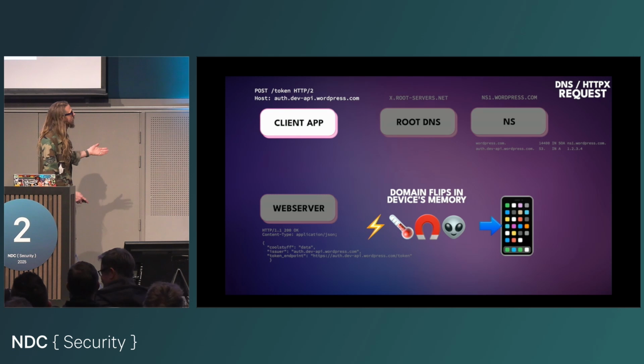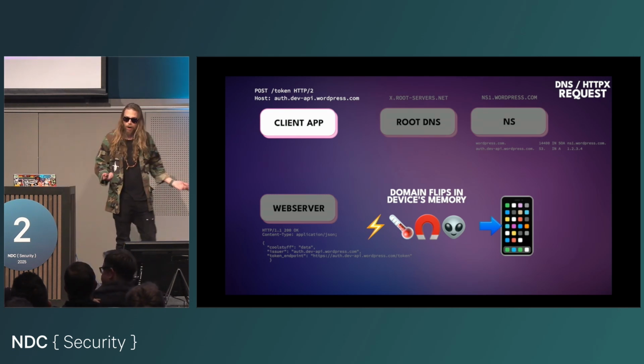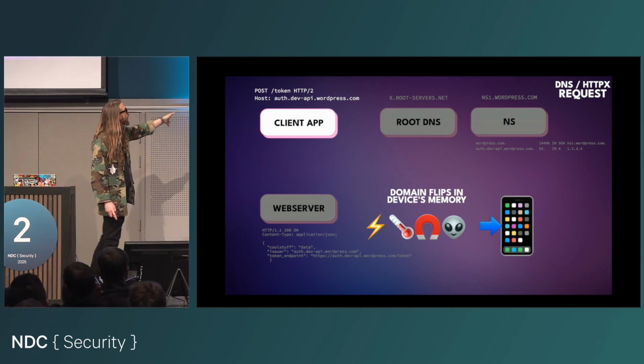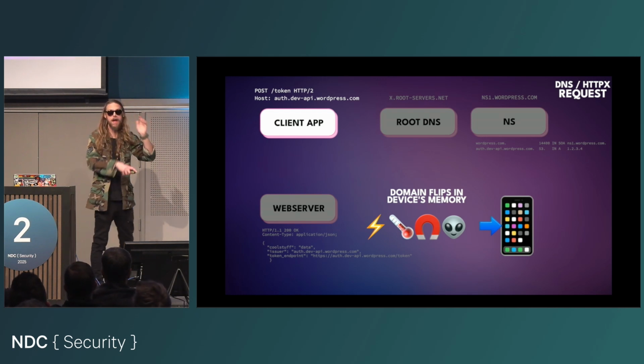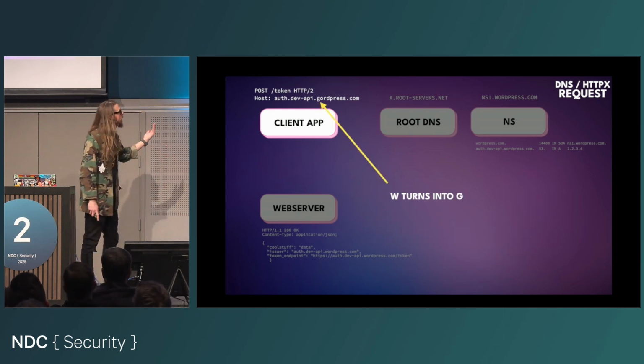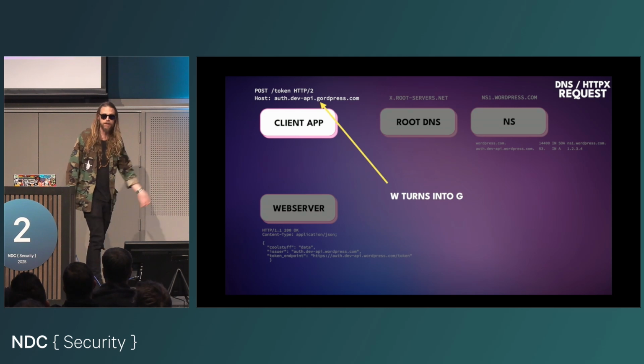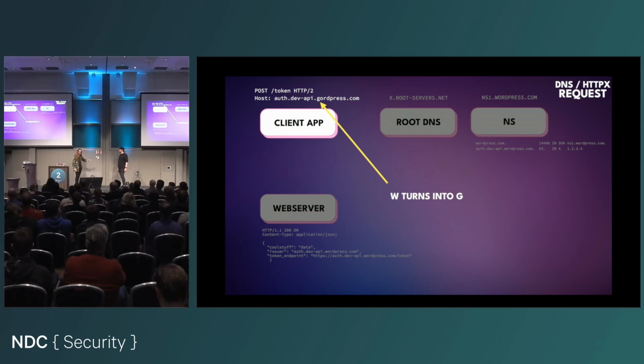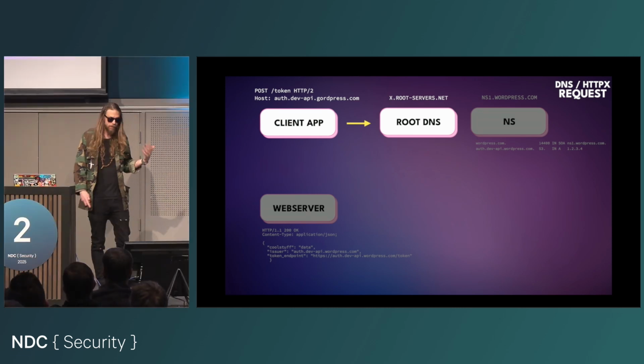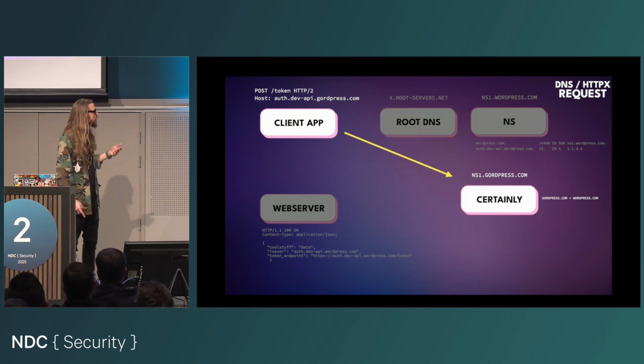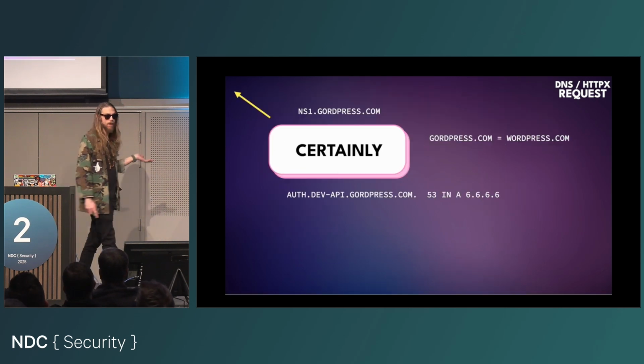And just to explain the architecture around how this works, let's get back to this good old baby here. You remember the bitflip happens in the device, and then it suddenly turns W into G, and it goes to the wrong domain instead of WordPress. Now, what's happening is it's still going to do the inline first DNS lookup, but the request is going to hit the Certainly box. And here Certainly is all happy, shiny.